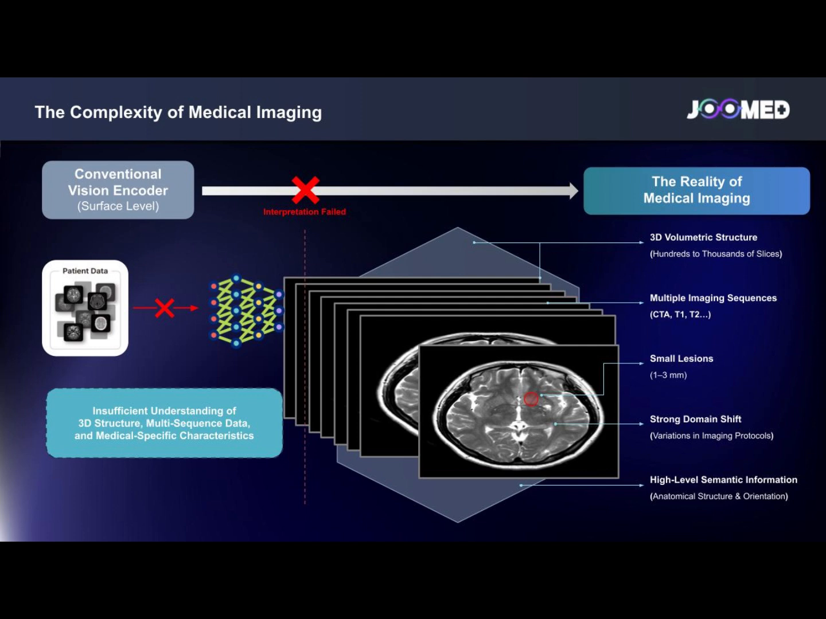Interpreting medical images goes far beyond simply identifying that something is visible. It requires understanding high-level semantic information, where the lesion is located in the brain, which functional areas it may affect, and how it appears across different sequences. In other words, conveying the complex clinical context that medical professionals expect demands an exceptionally high level of technical capability.